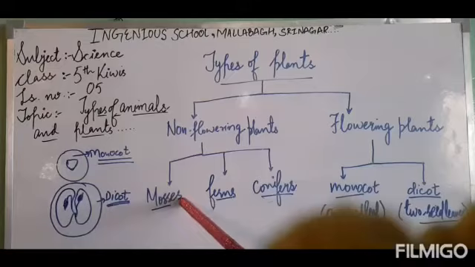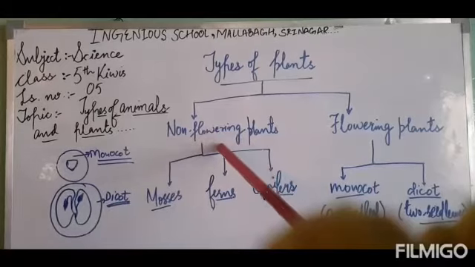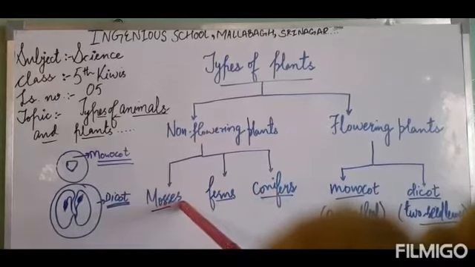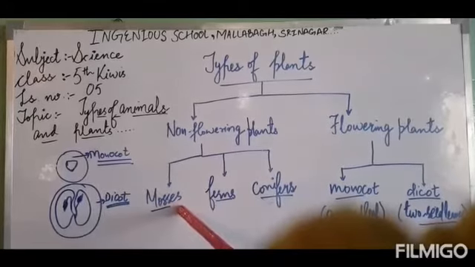Mosses are very small green plants and they are flowerless. As I told you, they belong to the group of non-flowering plants. So mosses are the plants which are flowerless. Got it? Mosses grow in shady and damp areas.